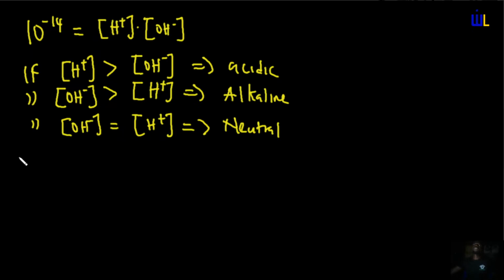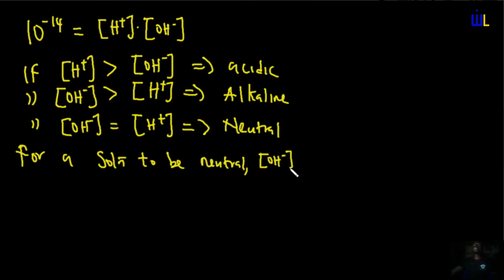How can we find it? Now, for a solution to be neutral, we have agreed that the concentration of OH must equal the concentration of hydrogen ion, which means if the OH concentration equals X, the hydrogen concentration would also equal X. Now, this actually gives us an edge or an advantage.